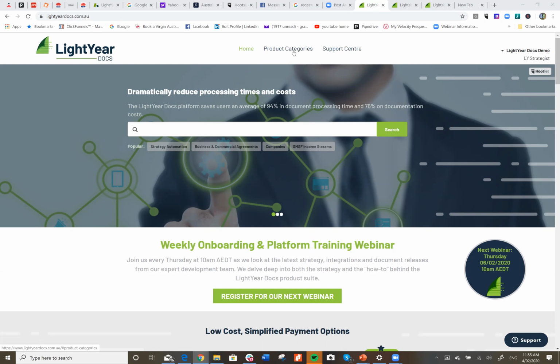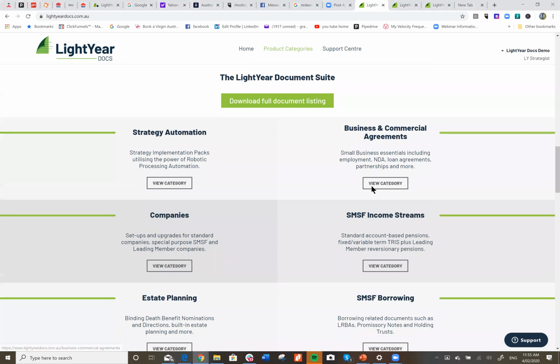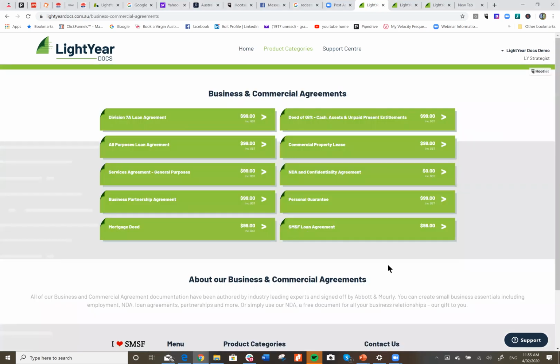Now, you can either go in the product categories. So, for example, remember I talked about the SMSF loan. You can see the SMSF loan agreement, a personal guarantee, NDA and confidentiality agreements, they cost $0. Absolutely important. Do those. If a client comes in and you're talking about a strategy, make sure you do that for the client so the client actually understands you're giving away some of your IP. But more importantly, they don't go down the local or back to their accountant and say, oh, so-and-so has done that, because otherwise they breach the NDA. Commercial property lease, deed of gift, which is really important for those of you with UPEs. You've got Div 7A loan agreement, all purposes, services agreement, mortgage deeds. So you've got a whole range there.